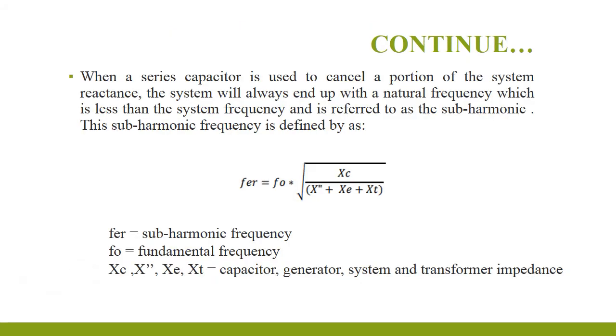When a series capacitor is used to cancel a portion of the system reactance, the system will always end up with a natural frequency, which is less than the system frequency and is referred to as the subharmonic. This subharmonic frequency is defined as in the formula. In the formula, FER is the subharmonic frequency, FO represents the fundamental frequency, and XC, XG, XT represent the capacitor, generator system and transformer impedance.